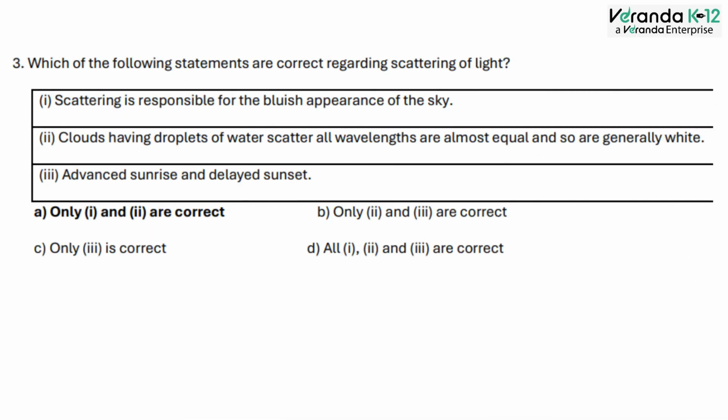Question number 3. Which of the following statements are correct regarding the scattering of light? So 3 options are given. First option, scattering is responsible for the bluish appearance of the sky. Second, clouds have droplets of water that scatter all wavelengths almost equally and so are generally white. Third option, advanced sunrise and delayed sunset. So 3 statements are given. So the correct answer is option C, that is, only statement 3 is correct: advanced sunrise and delayed sunset.